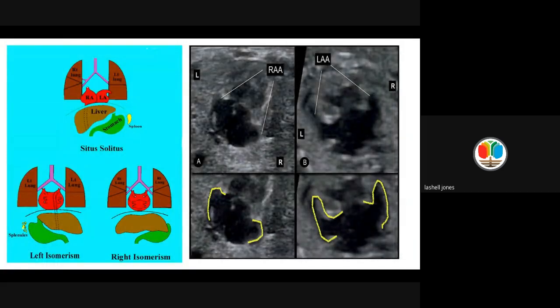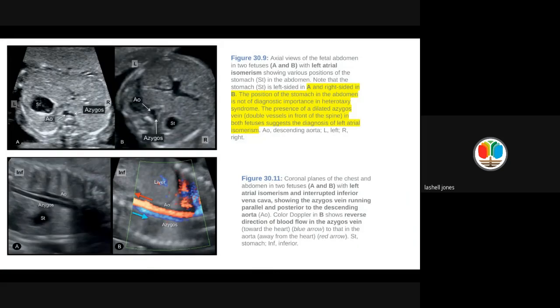Okay. All right, and then here's just showing examples of the appendages. You can see the difference here, the right and left. All right, once again. So with this, I had highlighted this for you guys because I wanted to show also about the azygos. So in the demonstrations A, right-sided, you have the aorta and the azygos. The position of the stomach in the abdomen is not of diagnostic importance in this heterotaxy syndrome.